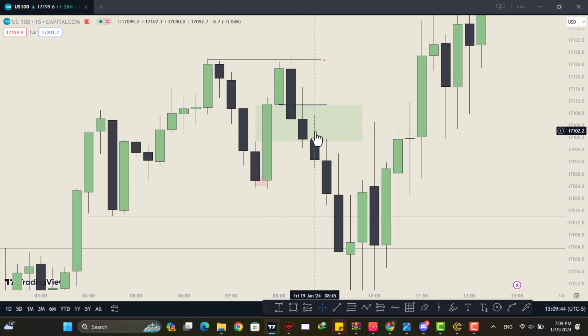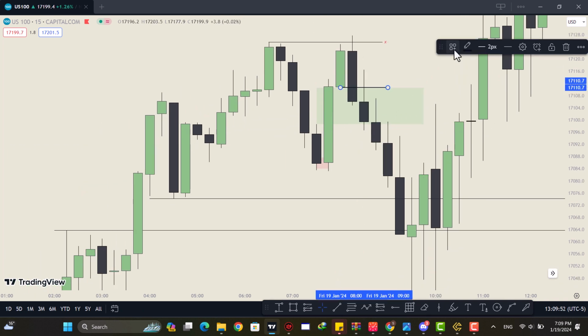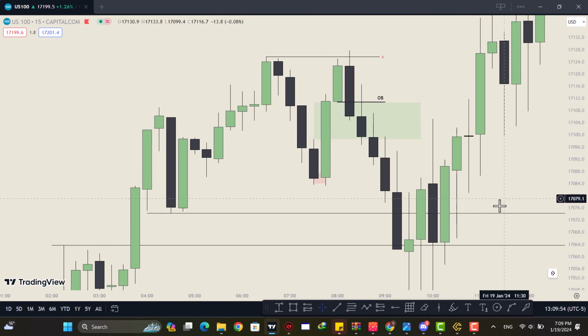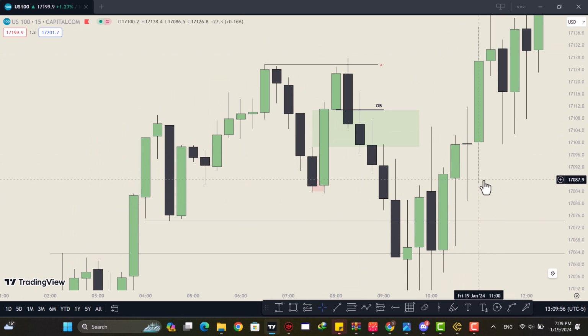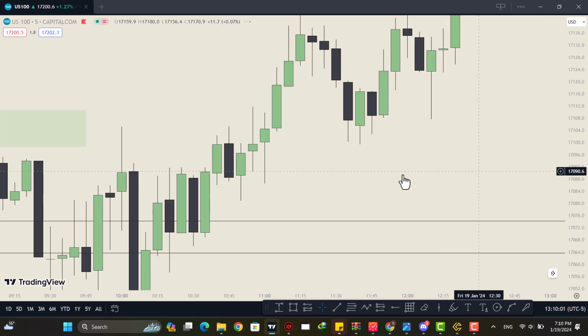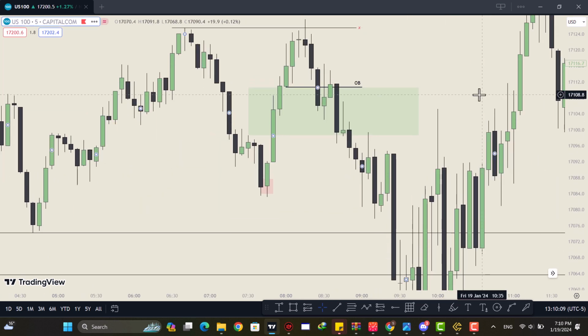And the second indication that we are on a sell program is this closure below this fair value gap right here. So this is what we have on the 15-minute. And as you can see, we are going time frame by time frame. All right, so let's go to the next time frame and use the 5-minute and see what's going on.